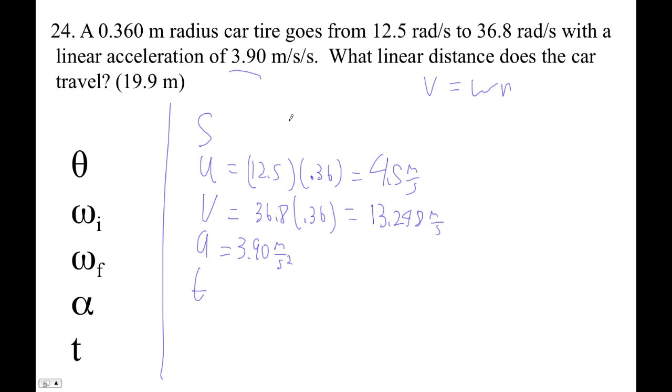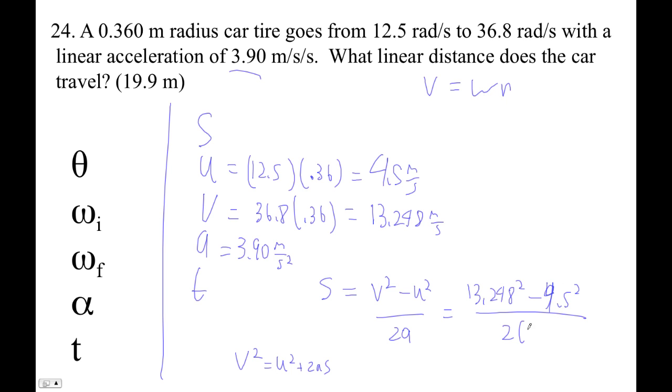And now we're all set. We just need to find s, right? S is v squared minus u squared over 2a. This is from v squared is u squared plus 2as, right? Okay, so it's 13.248 squared minus 4.5 squared over 2 times 3.9. So I'm going to go parentheses, that first number, grab it, square it, minus 4.5 squared, right parenthesis, divided by 2 divided by 3.9. 19.905.